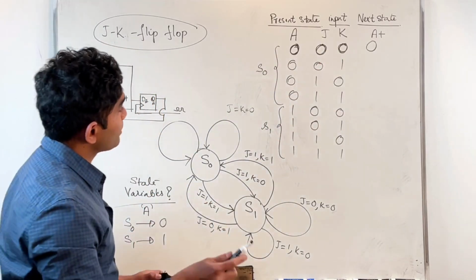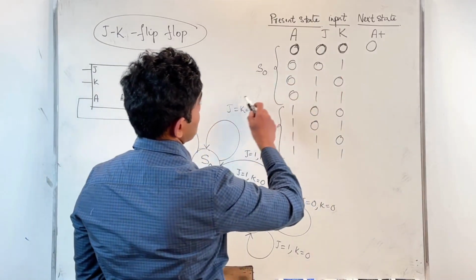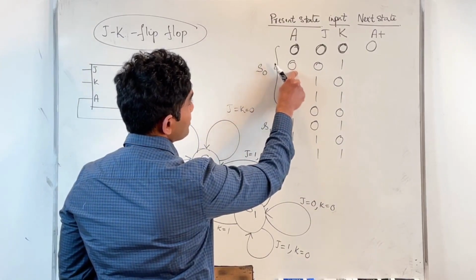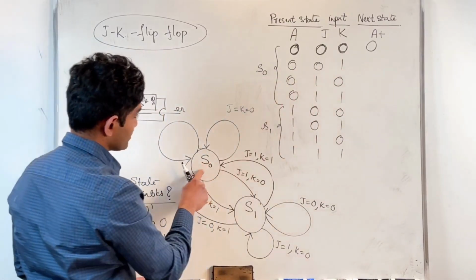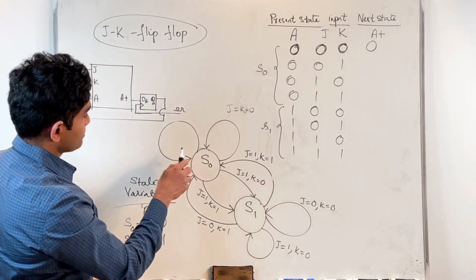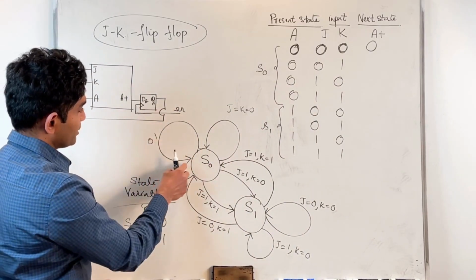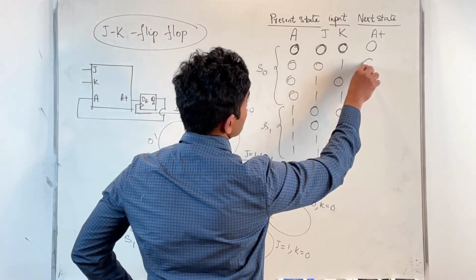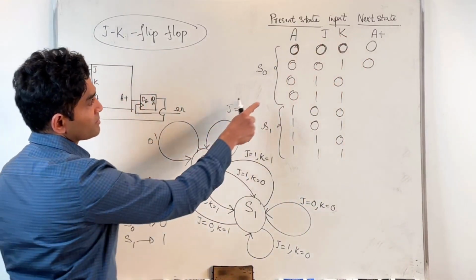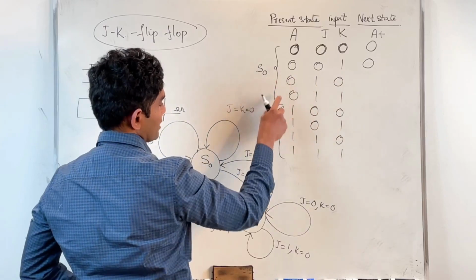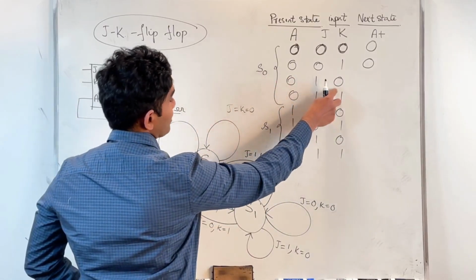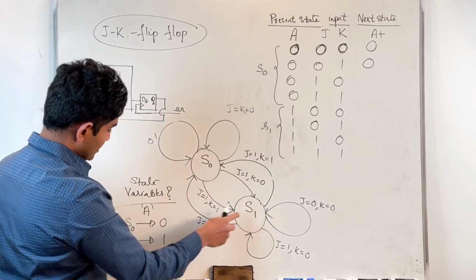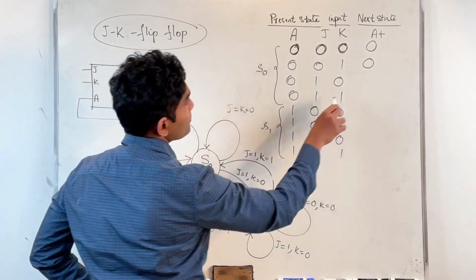Likewise, 0, 0, 1. That means I'm in the present state of 0. Input of 0, 1 occurs. That takes me back to a 0 state. That's still 0. 0, 1, 0. That means I'm in a 0 state. Input of 1, 0 occurs. 1, 0 takes me to S1 state, which is encoded as a 1. That's fine.